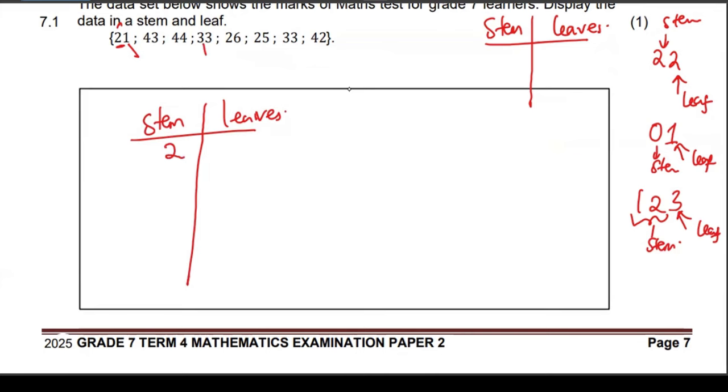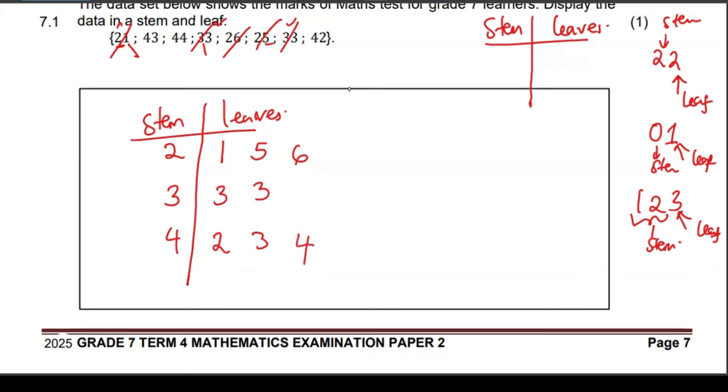We have numbers that are starting with 3, and numbers that are starting with 4. With 2, the smallest one is a 1. We write the 1 there. Then from there, we have a 5. Just put the 5, and then we put a 6. Then the stem of 3, we have two 33s, so we write 3 and a 3. We're done with this. And then with 40, we have 42, 43, and 44.